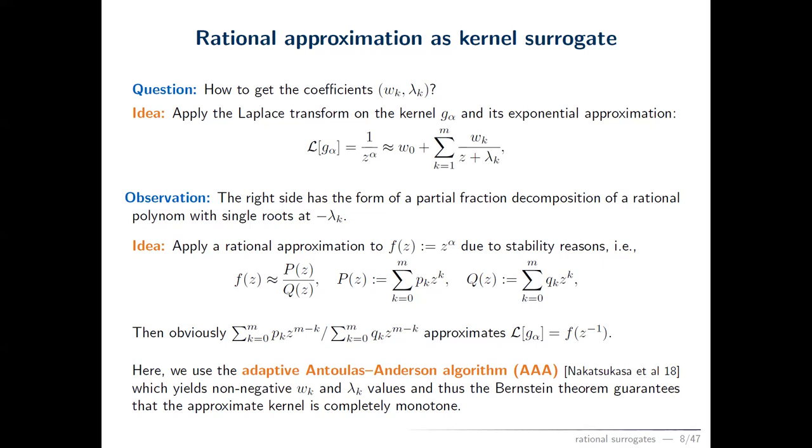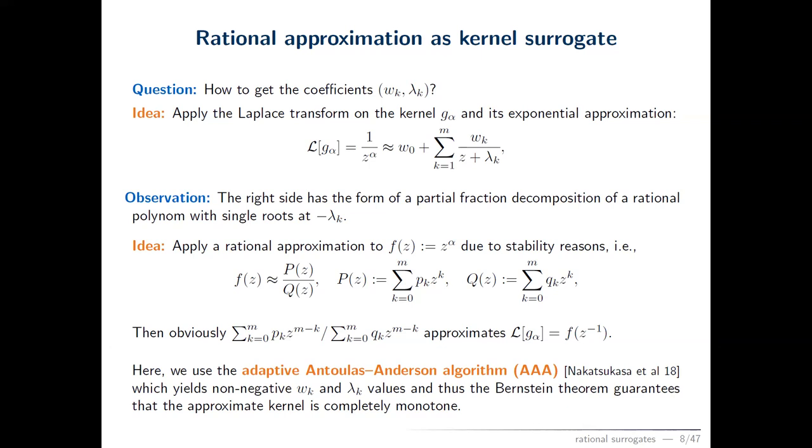Some of you might know one of the co-authors of this paper better. It's Nick Trefethen, and it's the so-called AAA algorithm, how to compute the coefficients and modes in a rational approximation for a very generic function, and here we apply it to the special function t to the power of alpha. What is important for the stability of the algorithm is that we are getting non-negative modes and weights. And therefore, the Bernstein theorem guarantees us that our kernel approximation is completely monotone. And that is very important for the stability of the numerical algorithm.